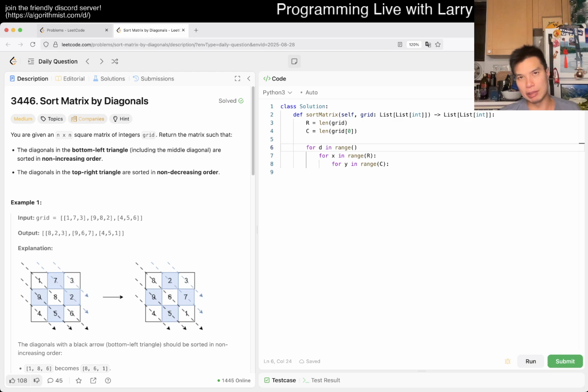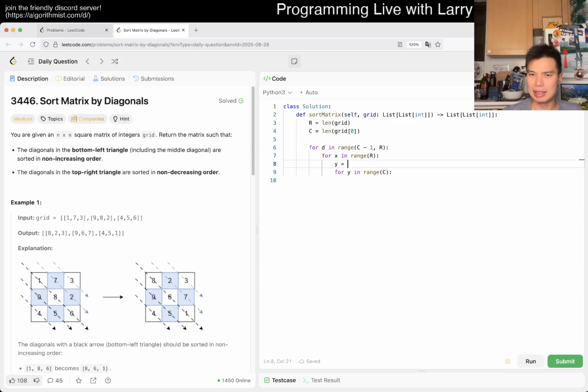Well, the worst one would be the one on the upper right, because then x would be 0, y would be n minus 1. So that means we want to start at c minus 1 all the way to row. And then you don't have to do an xy loop, because y is just x. Well, x minus y is equal to d, so you could add y on both sides, minus d on both sides, so this is equal to y. We'll just do that math real quick.